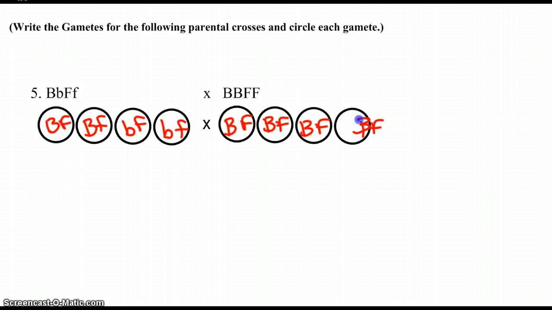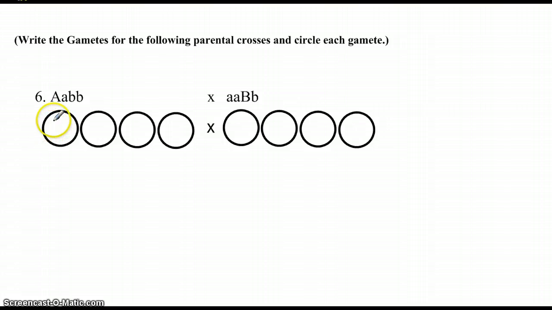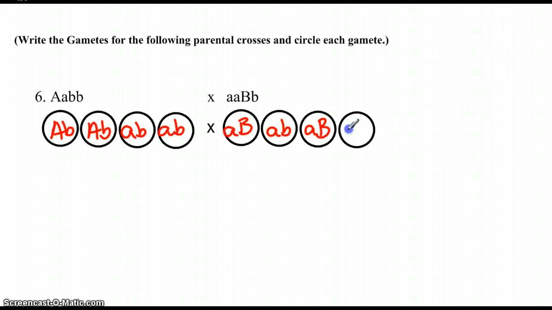Whoops, a little off there. That's okay. Okay, number 6. Lots of practice. So we got big A, little b, big A, little b. Now we got little a, little b, little a, little b. This one, A, big B, little a, little b, little a, big B, and little a, little b.